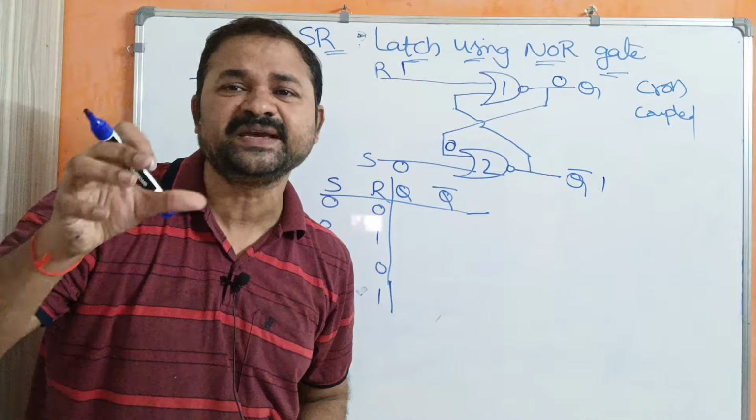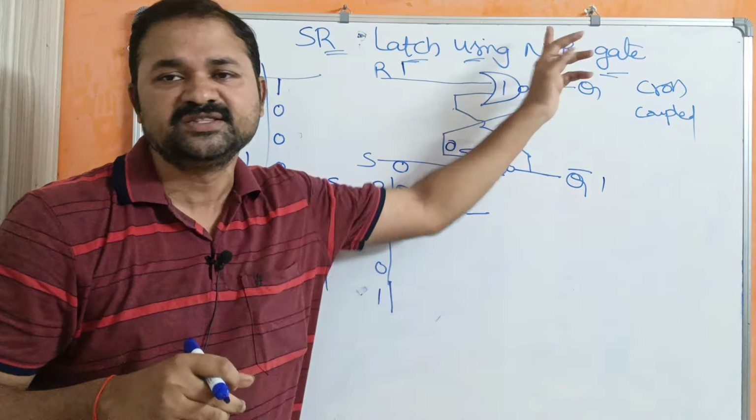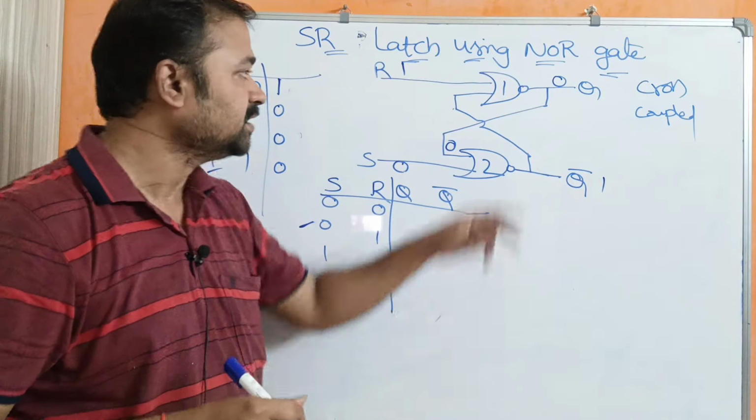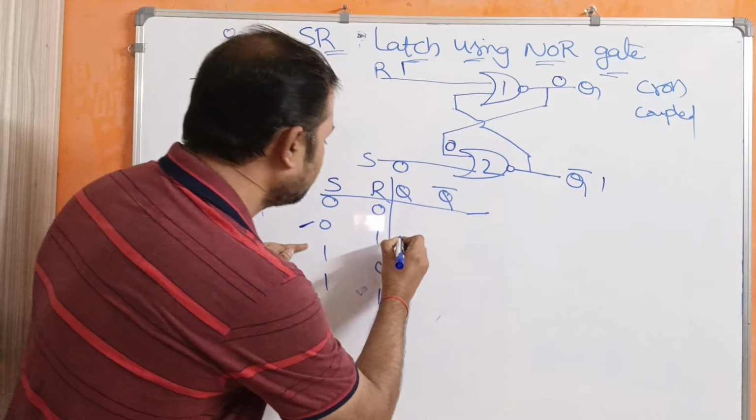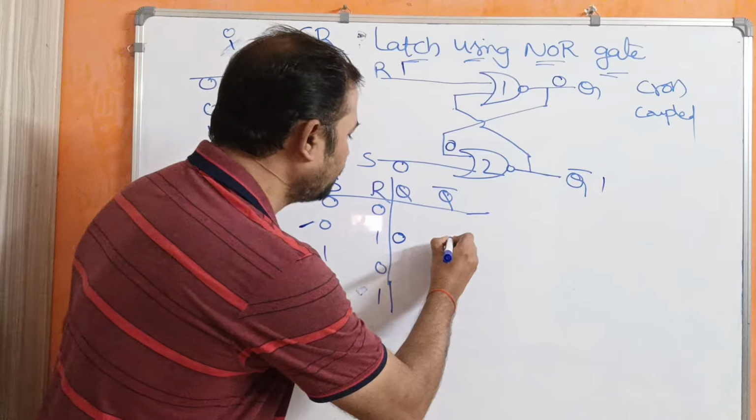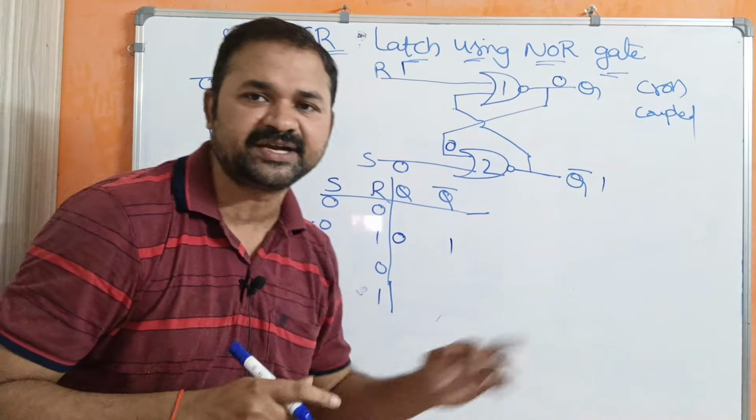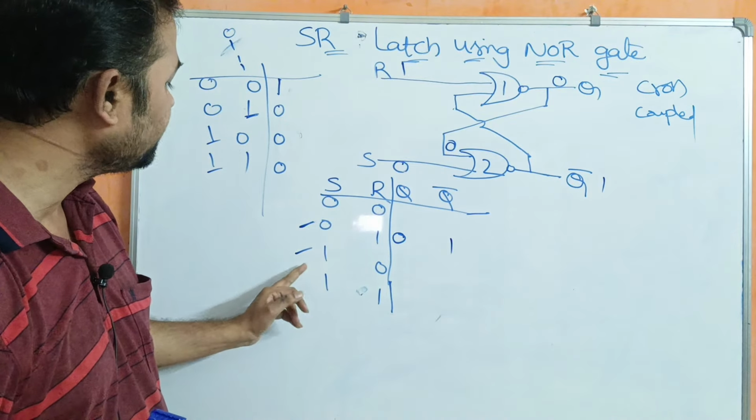So what is the Q value? Here the output means Q value, whereas the second output means Q bar value. These two are complemented to each other. The main output is Q value. So what is the output? 0 is the output here. Whereas what is the Q bar value? 1 is the output. So these two are complemented to each other. Now let us analyze the second scenario. What is the second scenario? 1 0.